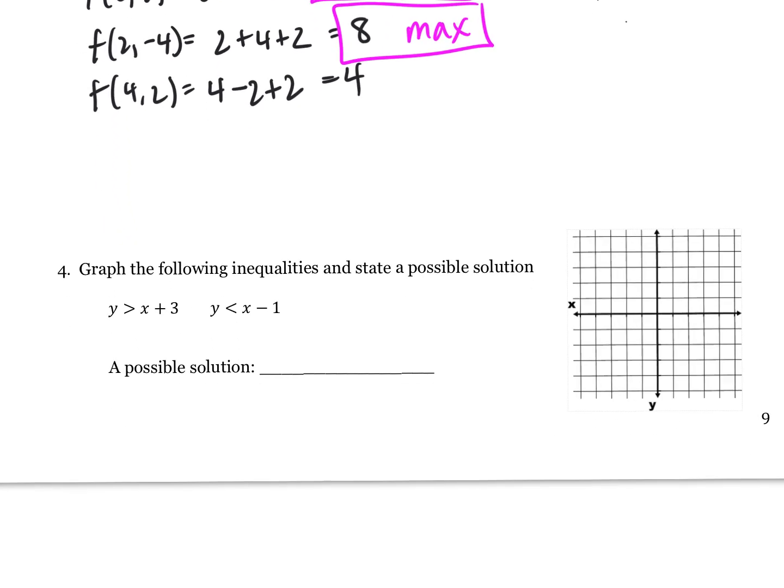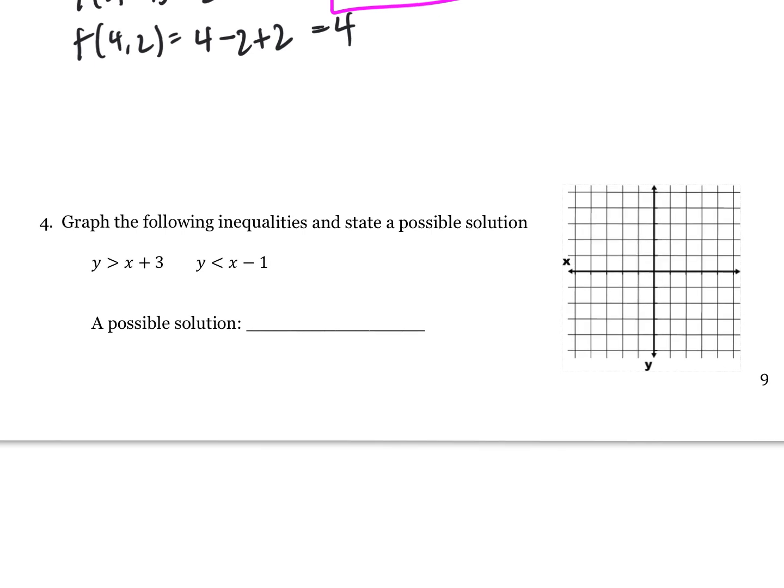Last one, you guys. This one doesn't take too much. Y is greater than x plus 3. I already got our y's by themselves. Ooh, solid or dashed on this one? Dashed line. Ooh, that came out of nowhere. Greater than. So I'm going to put 0 is greater than 3. True or false? False. 0 is not greater than 3, so I'm going to draw my arrows not towards the 0.